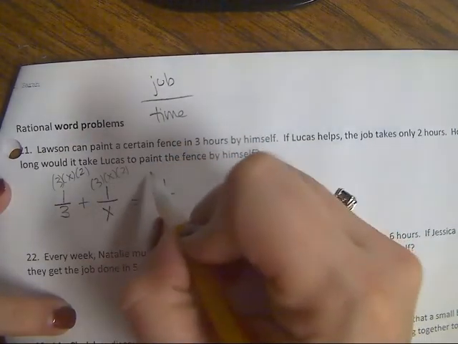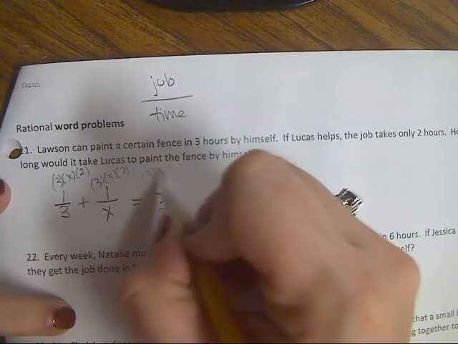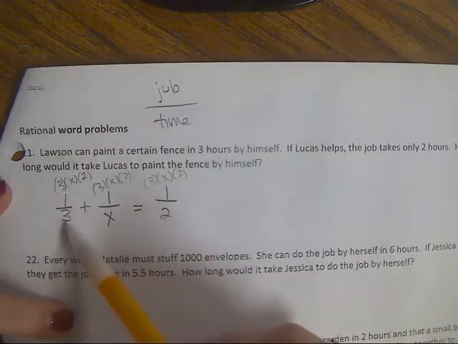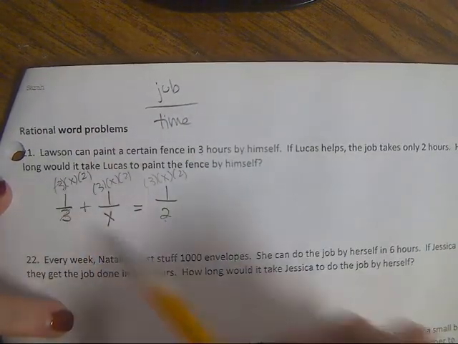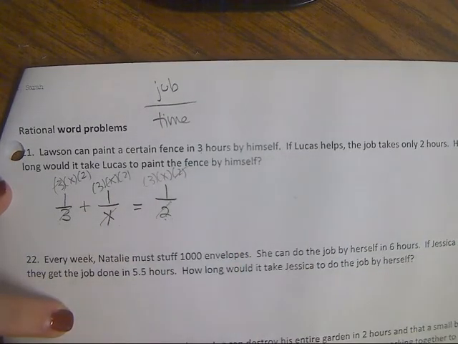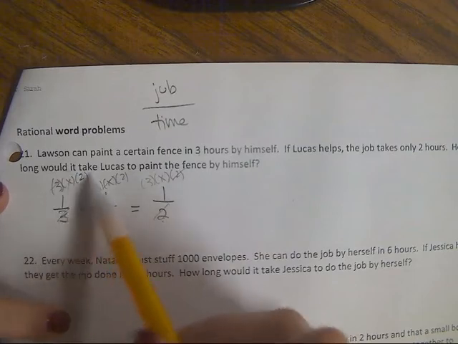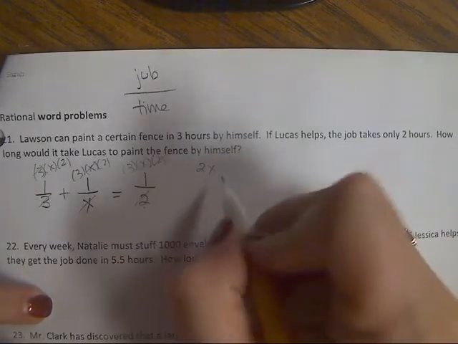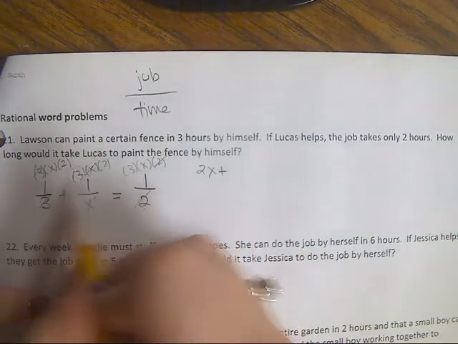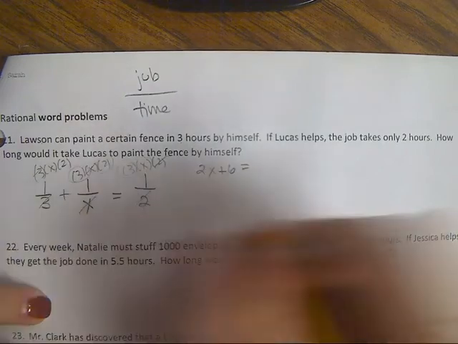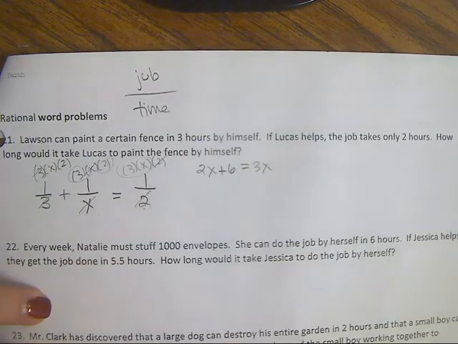And the reason for doing this is so we can cancel out the common denominator and get rid of our fraction. So look here, the 3's cancel, in the middle the x's, and on the end it's the 2. So I end up with 2x plus 3 times 2, which is 6, equals 3x.